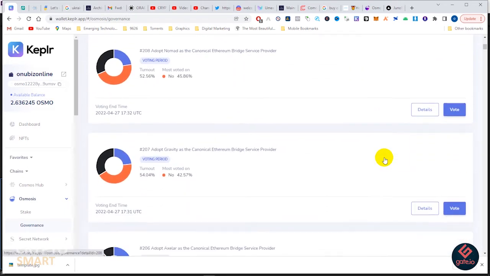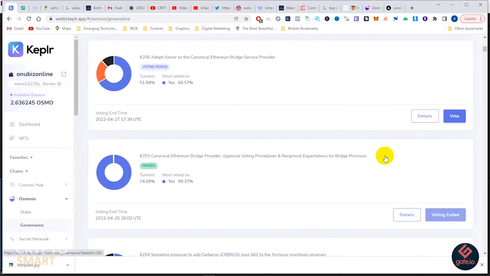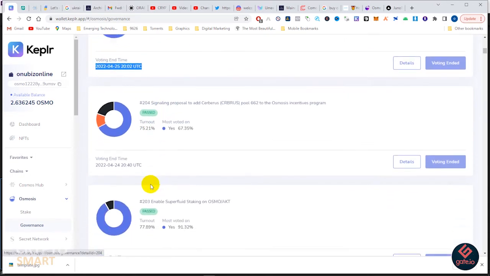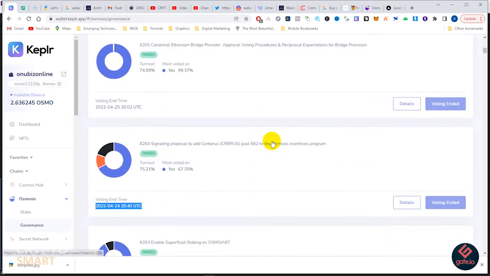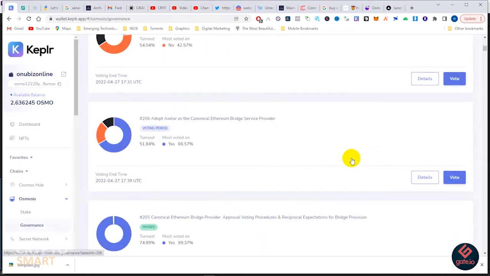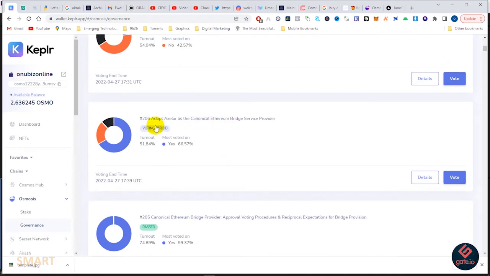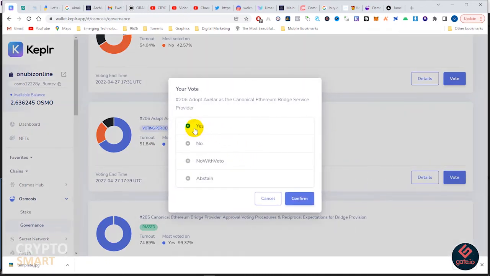For those that are still on, you can just go ahead and click vote. Look at this one, it has ended already, and it ended on the 25th of April. This one ended on the 24th of April, and they show the voting period and the most voted option, whether yes or no. You can click on the proposal to read up on what is there. Each of them has a number, like proposal number 206, and you go ahead to vote. You decide whether yes, no, no with veto, or abstain.